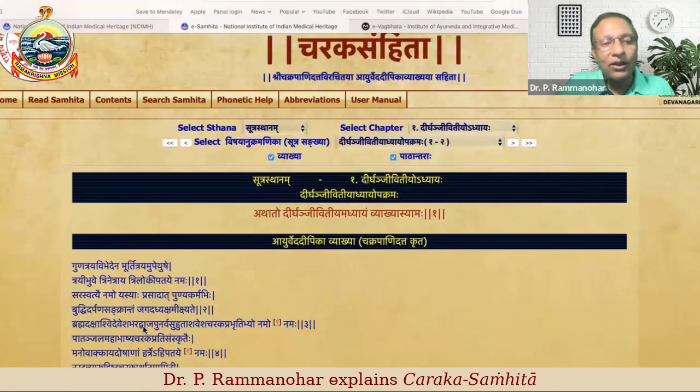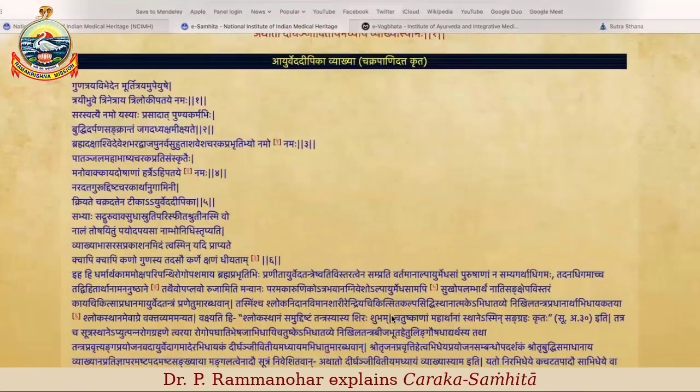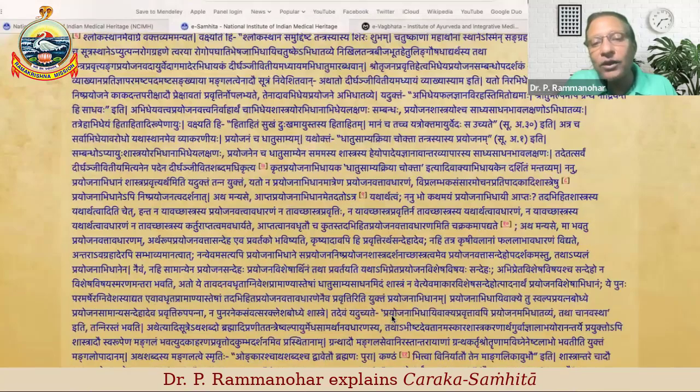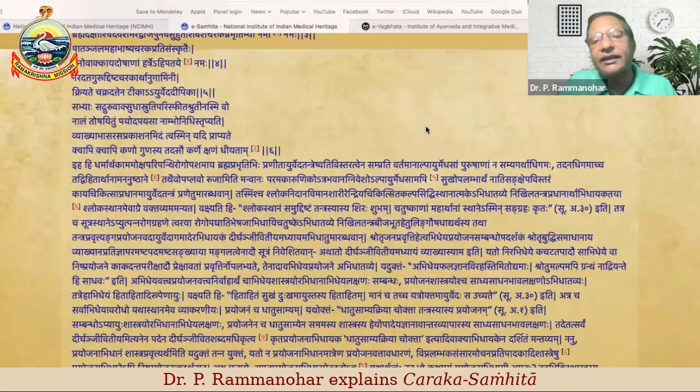Ishtadevata Namaskara. Gunatraya Vibhedena Murti. This is the words of the commentator, Chakrapani, not Charaka. That is not part of the original Caraka-Saṁhitā. Okay. So there are many slokas there. Those are all part of the commentary. All in blue is commentary. That which is in the brown, reddish brown is the original text.